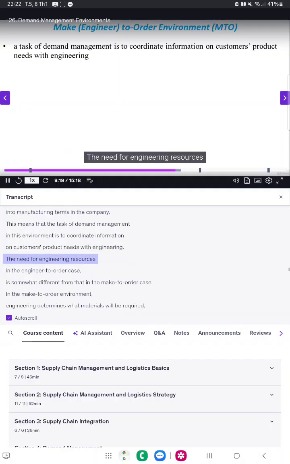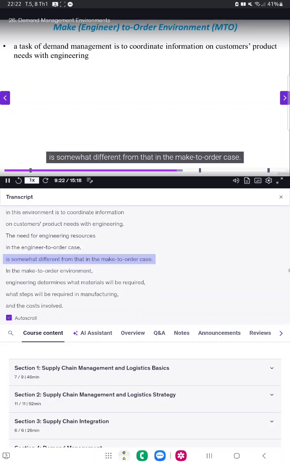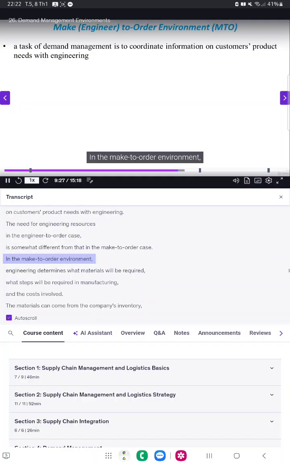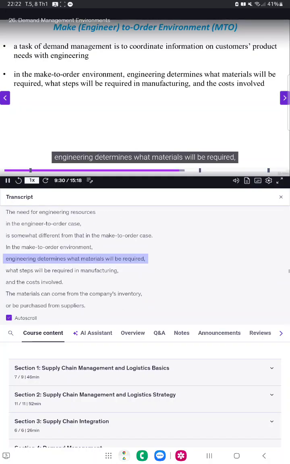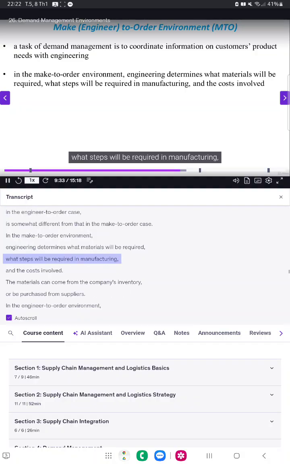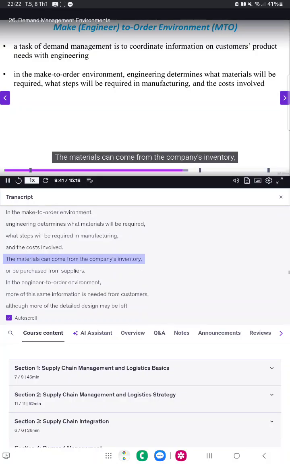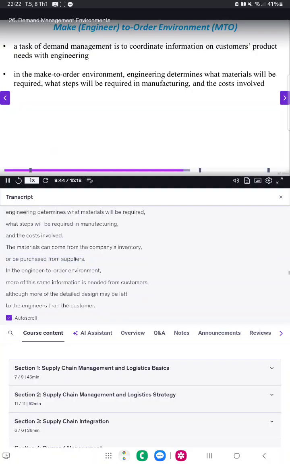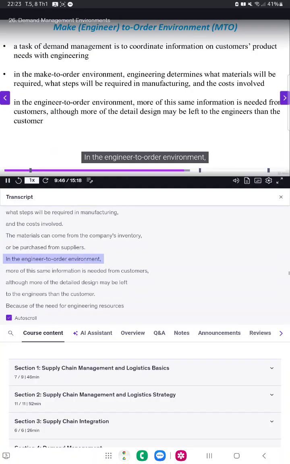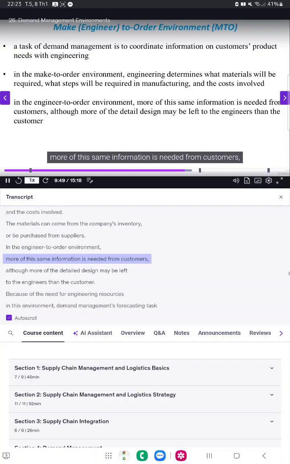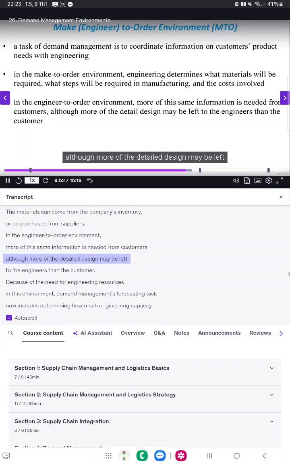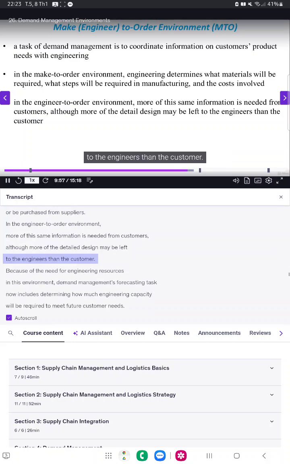The need for engineering resources in the engineer-to-order case is somewhat different from that in the make-to-order case. In the make-to-order environment, engineering determines what materials will be required, what steps will be required in manufacturing, and the costs involved. The materials can come from the company's inventory or be purchased from suppliers. In the engineer-to-order environment, more of this same information is needed from customers, although more of the detailed design may be left to the engineers than the customer.